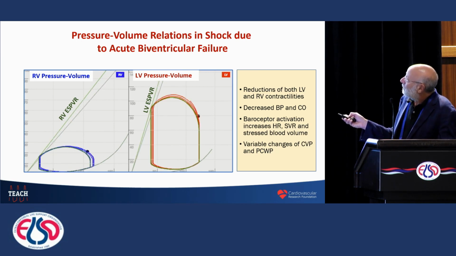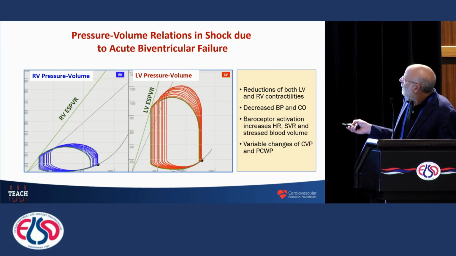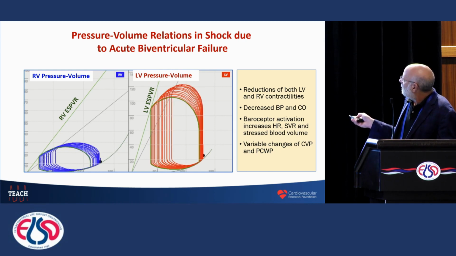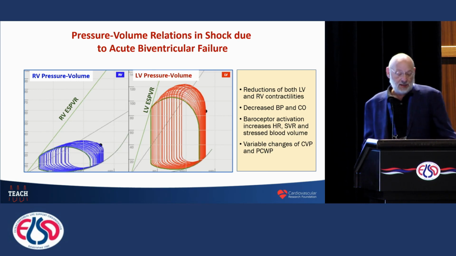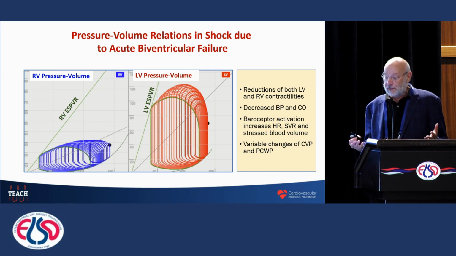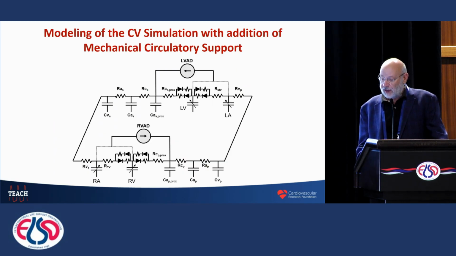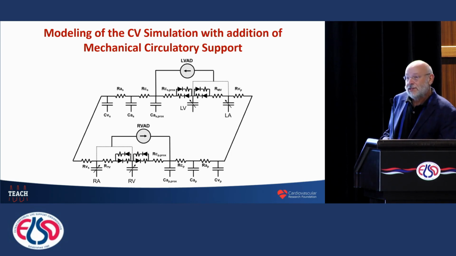And here you see that there's a reduction in both the RV and the LV systolic pressure-volume relationships. And now everything is kind of the same, except there are more variable changes in CVP, and wedge becomes much more difficult. So in the end, the pathophysiology of cardiogenic shock depends on the baroreceptors. It depends on the relative contributions of RV and LV decline in contractilities.